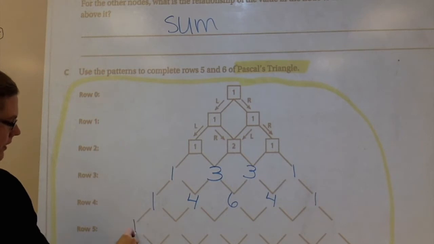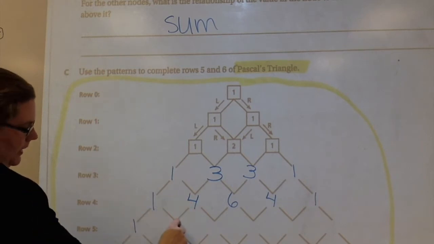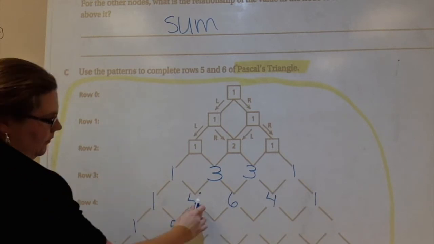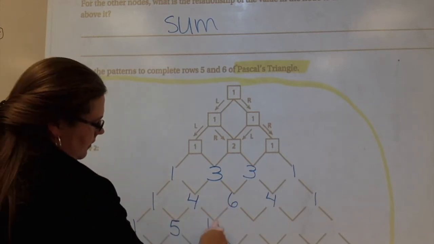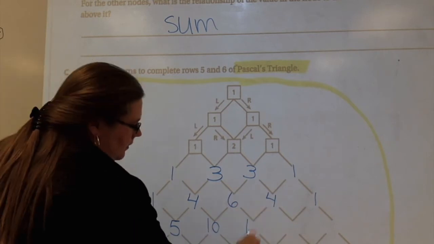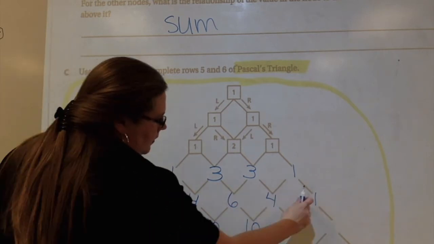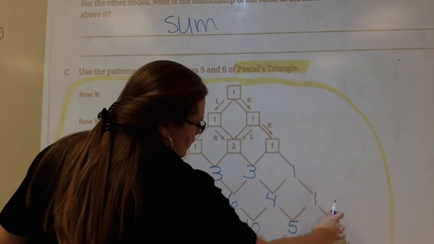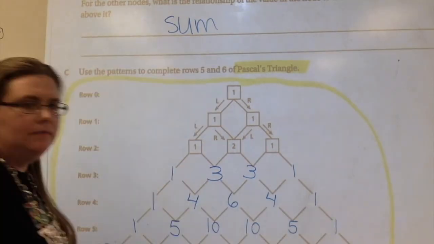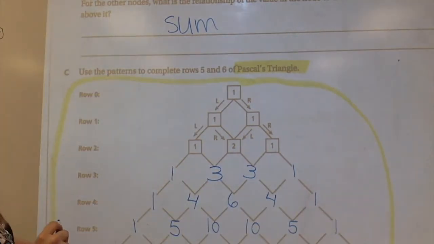I'm going to start with 1, because there's only one number above it. 1 and 4 together make 5, 4 and 6 together, 6 and 4 together, 4 and 1 together, and there's only one number above that one. Pause and complete row 6. And check it.